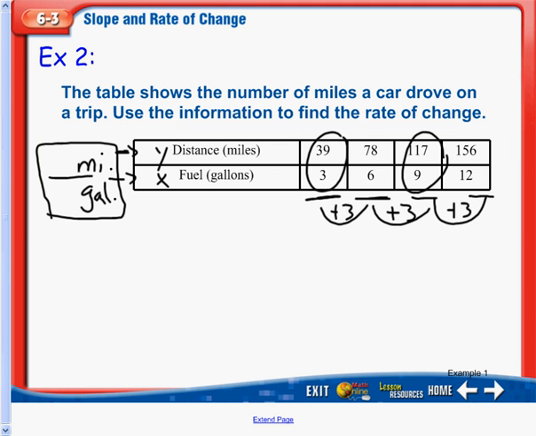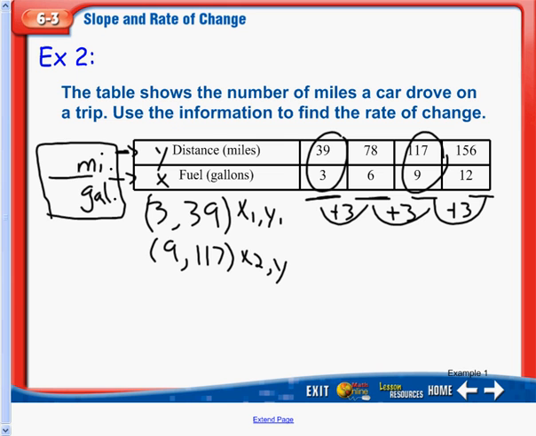So our point is, again, we have to remember our point is (3, 39), and that'll be our x1, y1. And then our other point is (9, 117), and this will be our x2, y2. Again, I know I'm showing a little more work than I need to, but I do want to see on homework this set right here. So it's kind of good to put a star by it so that we can see which two points you're comparing.